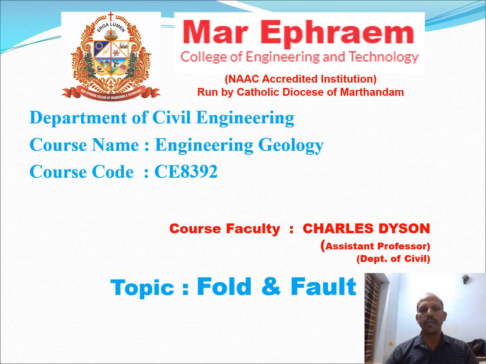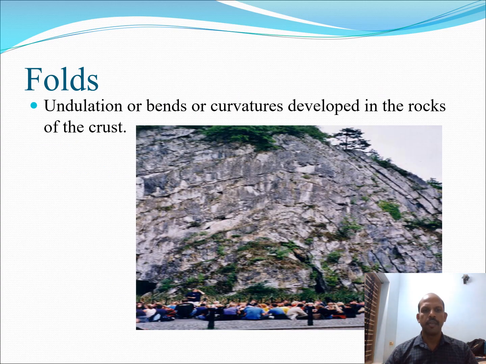So today we'll see about the topic of fold and fault from engineering geology. So fold is undulation or bend or curves developed in the rock on the crust. It's the rocks present above the surface of the earth. Here you can clearly see the bends on the rock that have been formed due to the stresses formed during the formation of rocks, which I have already explained in the previous topic. So during that formation process, when stress acts on it, undulations or bends will be created on these rocks.